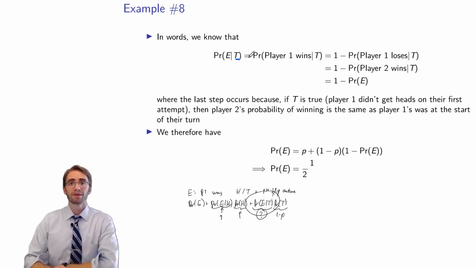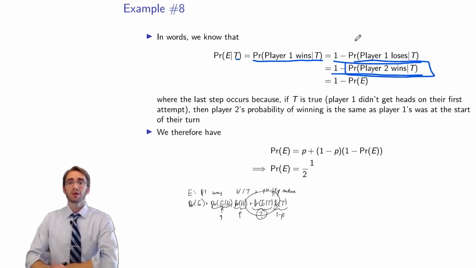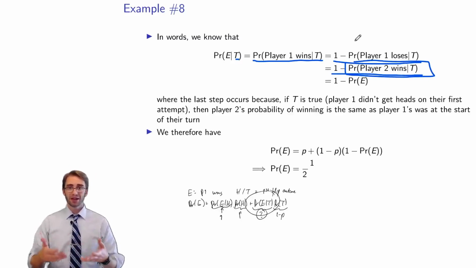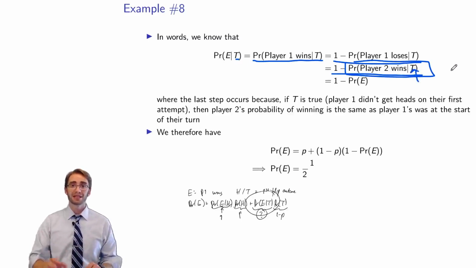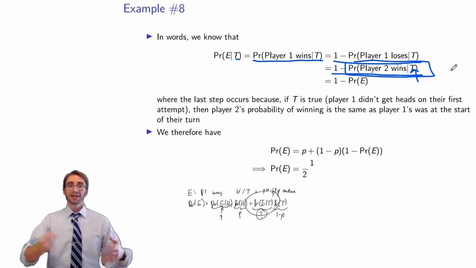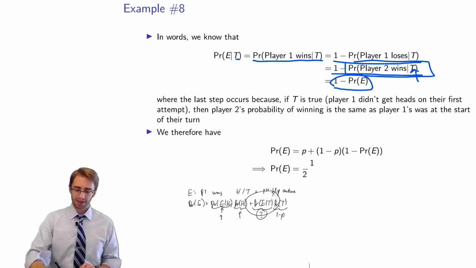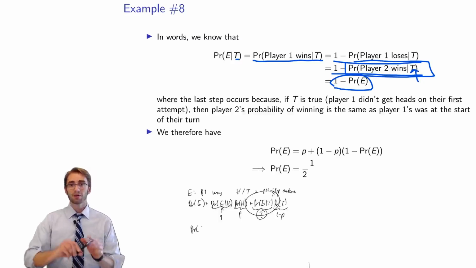So what do I mean by this? Probability of E given T is the probability that player 1 wins given T. So that's 1 minus the probability that player 1 loses given T, which is 1 minus the probability that player 2 wins given T. Okay, and what is the probability that player 2 wins given T? Well, again, once the first flip is a T, it means player 1 didn't win on the first attempt. So now player 2 is holding the coin in their hand, and now everything looks to them just as things did to player 1 a moment ago. And so therefore the probability that player 2 wins given T is just the probability of E. So therefore we have probability of E given T is equal to 1 minus probability of E.